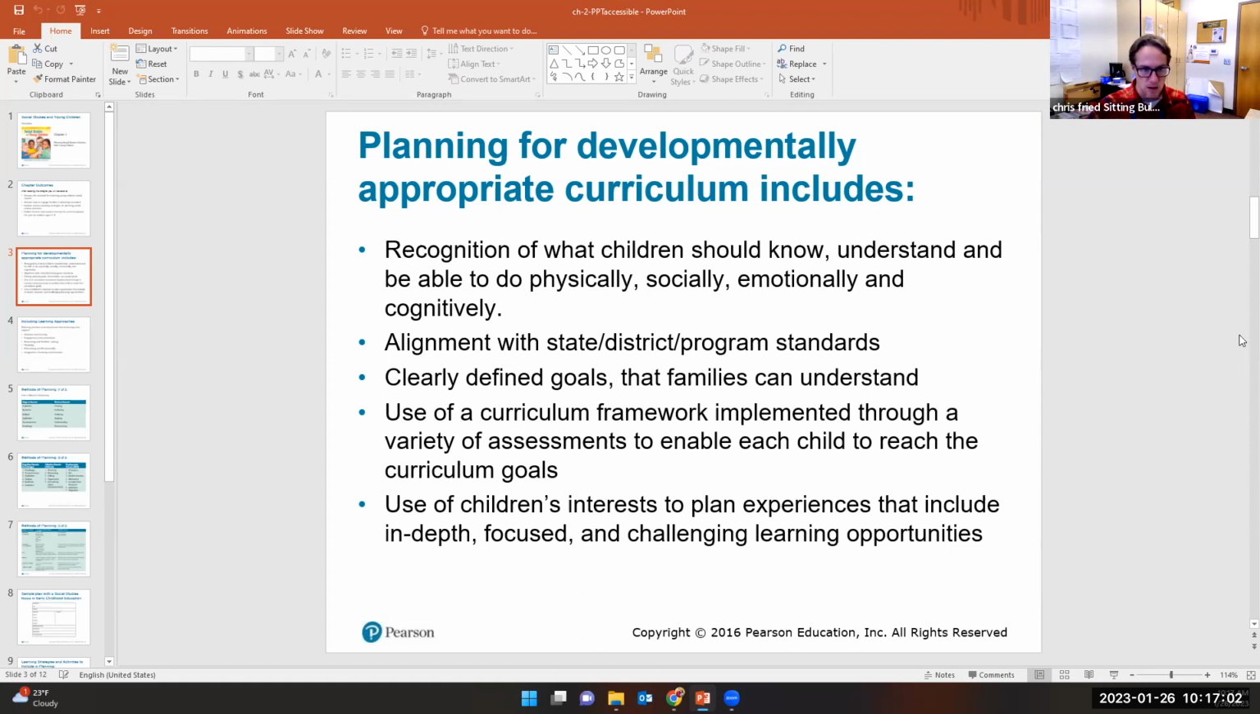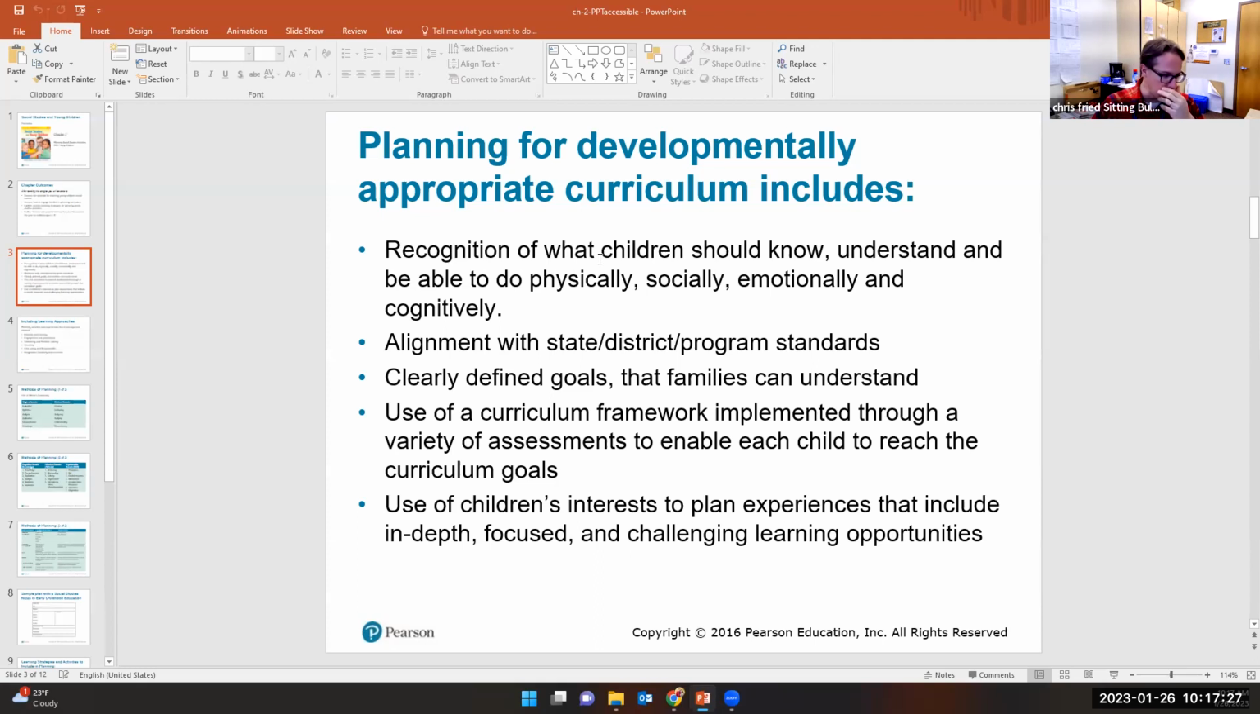Here we will always talk about developmentally appropriate practice. I continue to stress that and talk about that: developmentally appropriate curriculum, what that includes, what that looks like. So the first thing we have to talk about and think about is recognizing what children should know, understand, and be able to do physically, socially, emotionally, and cognitively.